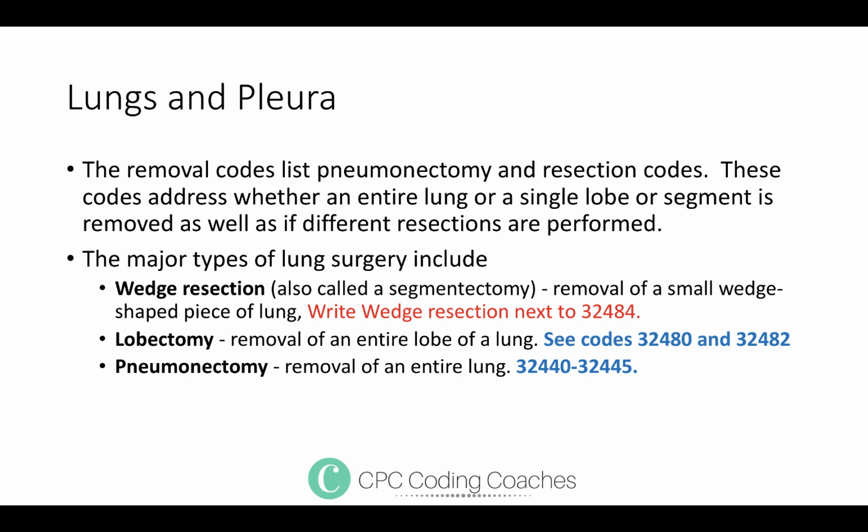A lobectomy is a removal of an entire lobe of the lung. See codes 32480 and 32482. A pneumonectomy is the removal of the entire lung, 32440 through 32445. It's important that you know the difference in these three procedures.